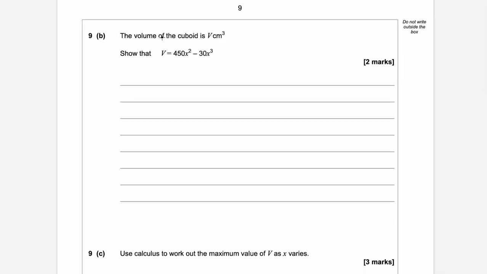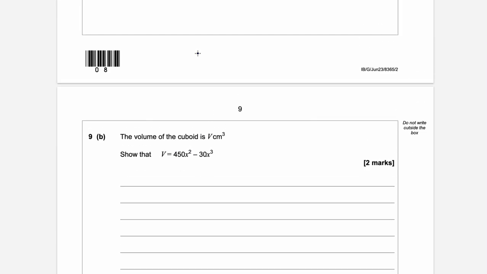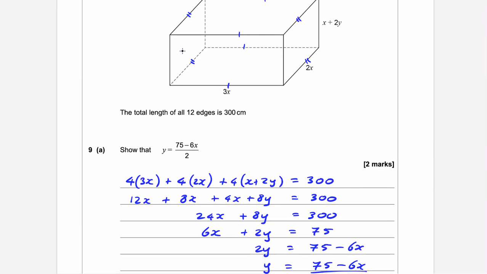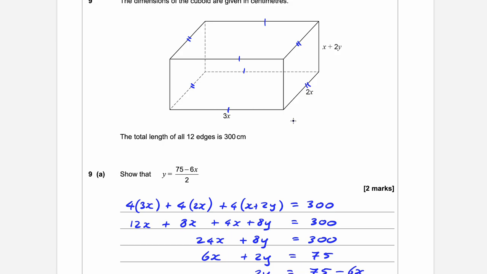B. The volume of the cuboid is V. Show that V is equal to this. Okay, volume, guys. Let me just write it up here. The volume equals 3x times 2x times x plus 2y. This is base, or length times width times height. So this is the volume of the cuboid.